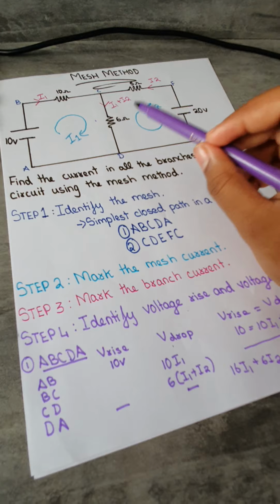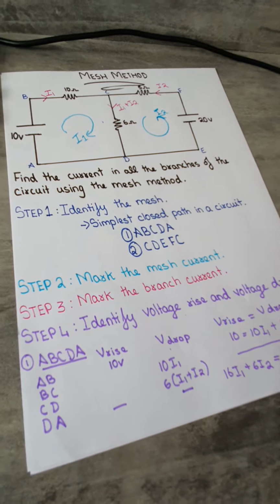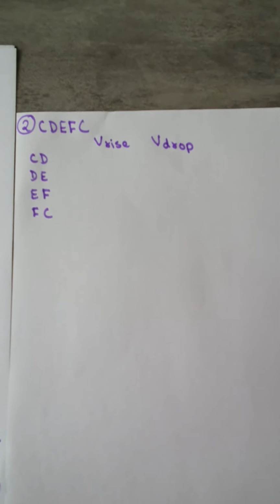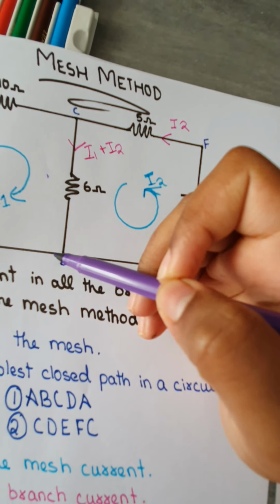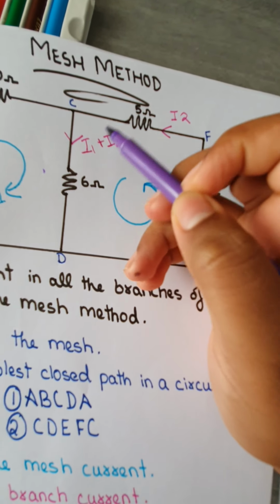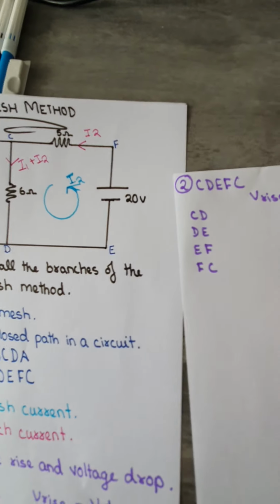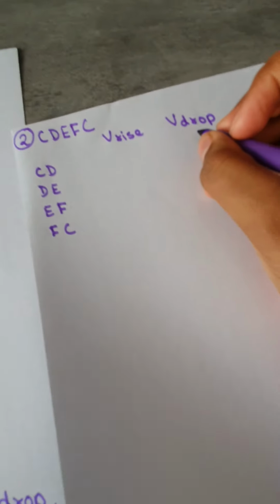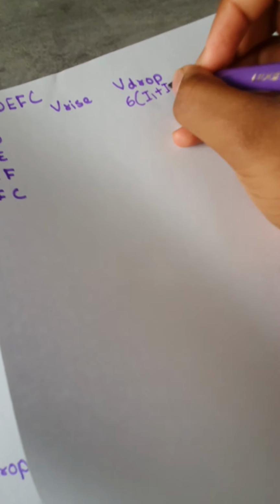And next we need to find the voltage rise and voltage drop in the second mesh. Here I have the table for the voltage rise and voltage drop in the second mesh, that's C, D, E, F, C. So let's begin from C to D. We are moving along with I1 plus I2, so it is voltage drop. If we are moving along with the current direction, it's voltage drop. So in voltage drop, we write 6 into (I1 plus I2).